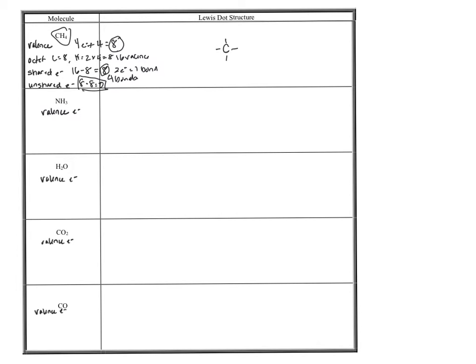So I'm going to put my carbon in the middle. I'm going to attach a hydrogen to each of those. And if I look at this and verify, I have no unshared electrons. Every element, hydrogen meets its octet rule, and carbon also meets its octet rule. So each hydrogen has 2 electrons, and carbon has 8. So this is done.